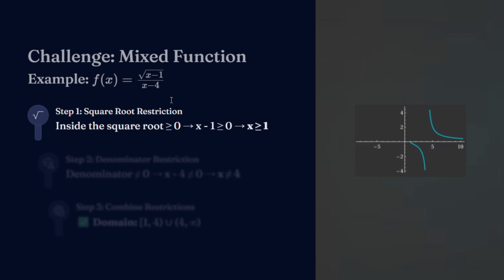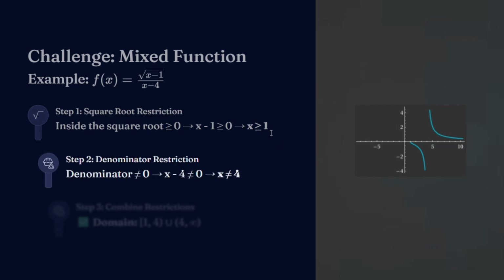So we know that inside the square root has to be greater or equal to 0. Therefore, x minus 1 has to be greater or equal to 0. And solving for x, if we add 1 on both sides, x is greater or equal to 1. So that's our first restriction. I know that in our domain, x has to be greater or equal to 1.